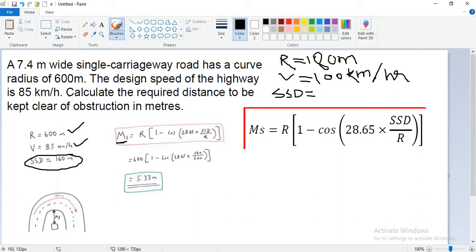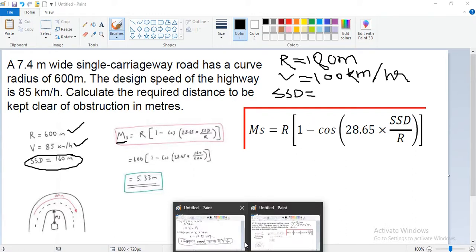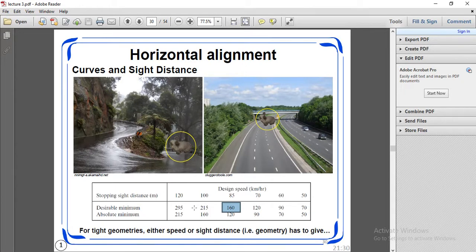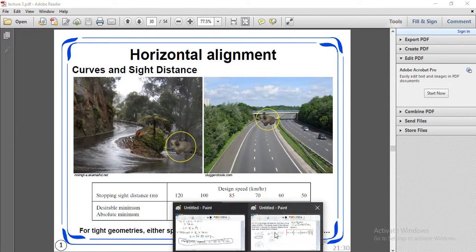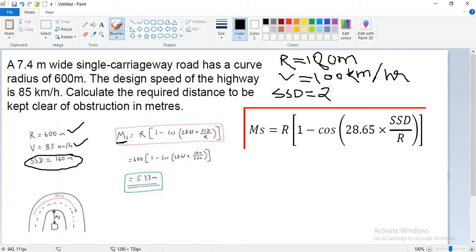Speed for the highway, required distance to be kept clear. So now the speed is 100, so it will be 215. From this table, we need to solve this. This stopping distance is for 100. That's why this desirable minimum stopping sight distance will be 215. So now the stopping sight distance is 215 meter, and it came from the table.